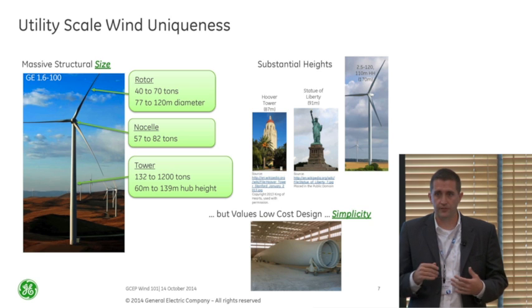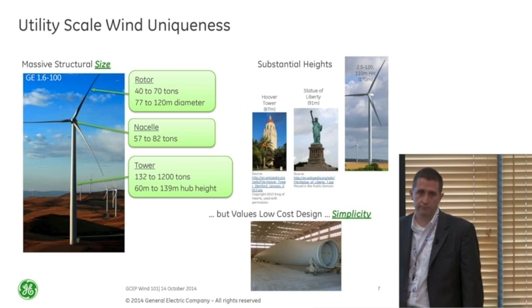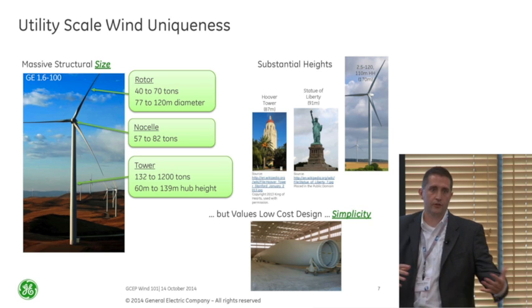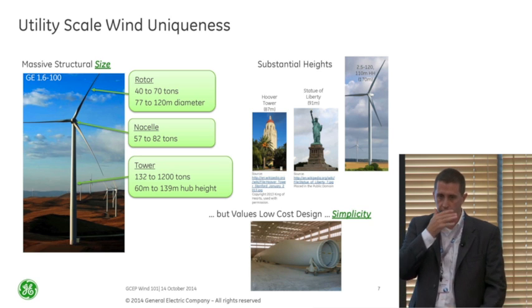The nacelle on top of it is another 60 or 70 tons. Your tower is huge. It can be even bigger if you don't go with a steel tubular tower and go to a concrete type tower. It becomes even bigger in terms of mass.